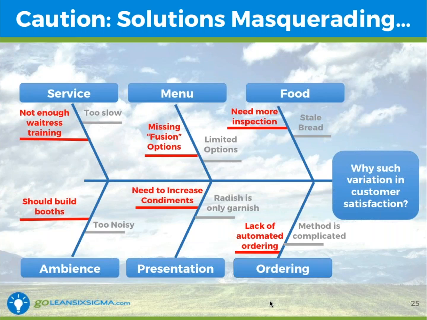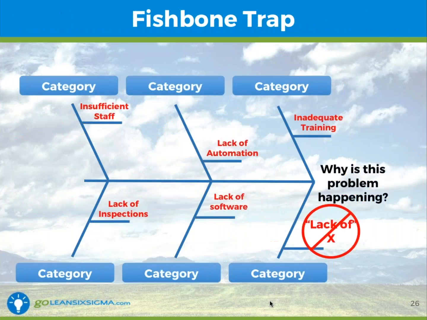And this is a constant. And usually, these are the things that tip you off. Anytime you see the words lack of, the word insufficient, the word inadequate, those are red flags. That's why we put them in red. Anytime you see those, then you know you've got solutions on your fishbone diagram.